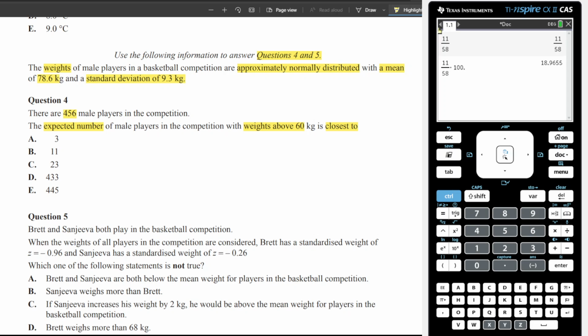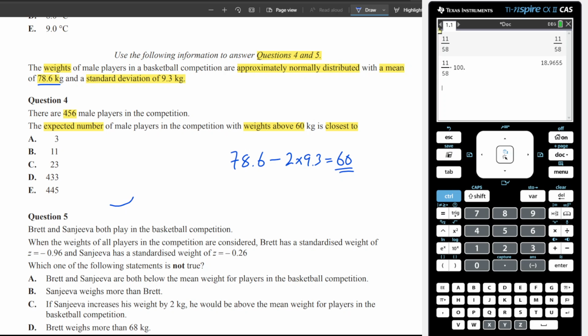Okay, when we're dealing with a normal distribution, what we're going to be doing is looking for the mean, first of all. So the mean was 78.6. And how many times do we have to go above the mean or below the mean to get to 60? So 78.6, if we subtract 2 lots of 9.3, that takes us to 60. So that tells us that 60 is 2 standard deviations below the mean.